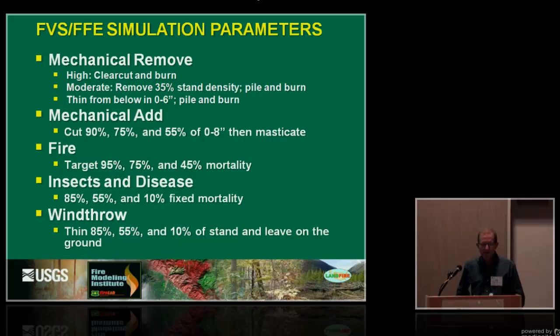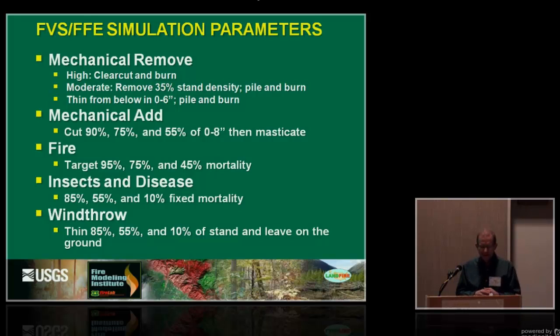Similar for fire. Fire ended up being a little trickier because you can't really dictate what the outcome is. You have to model the input to get the outcome. So you have to dry things out and push the wind up to get high, moderate, and low severities. But in the end, you can look at levels of mortality and see how well you're doing. So we were targeting 95, 75, and 40% mortality in these simulations.